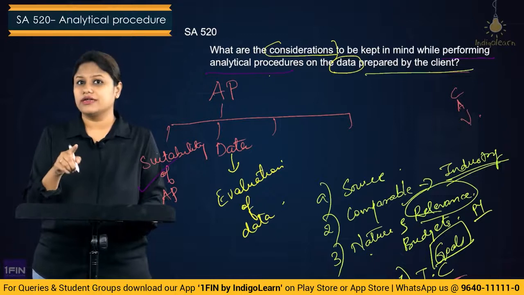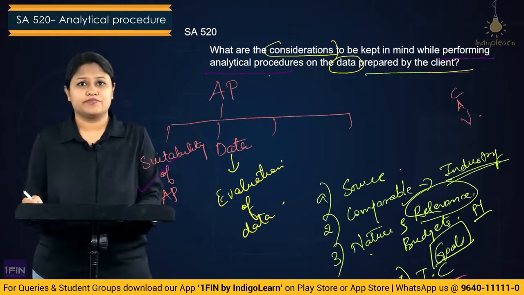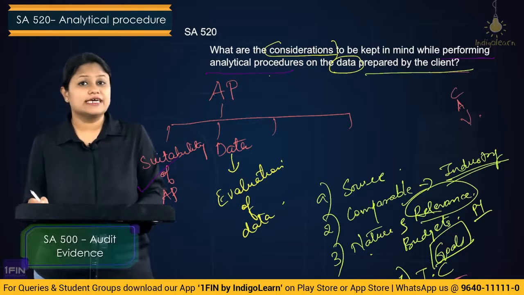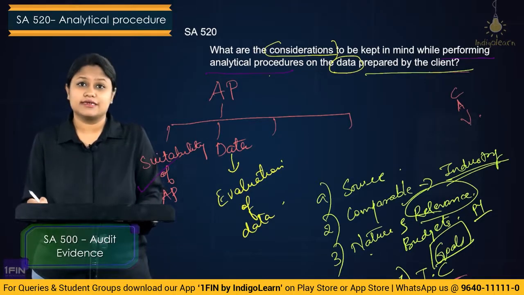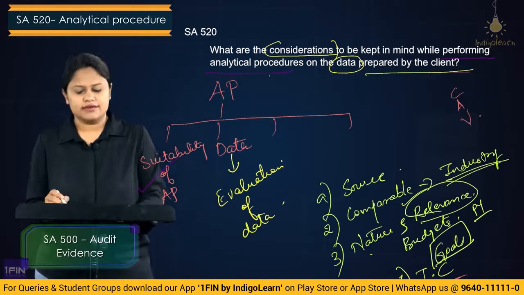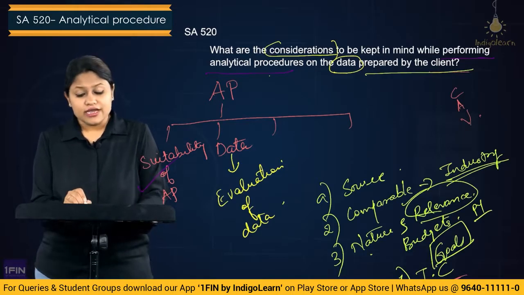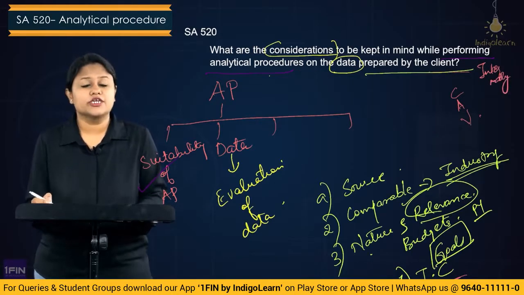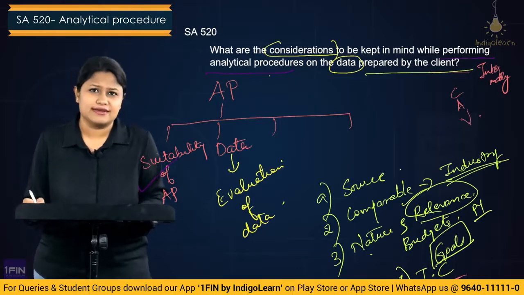and if the controls are good, then the internally generated data will be considered to be reliable. If you remember SA 500 where we spoke about audit evidence, there also we spoke, we could believe the internally generated data if the internal controls are strong. Same thing here. When the data that you are going to use for the performance of analytical procedures is prepared by the client, that is internally, okay, then we are going to consider it to be reliable only if internal controls are strong in that particular area.